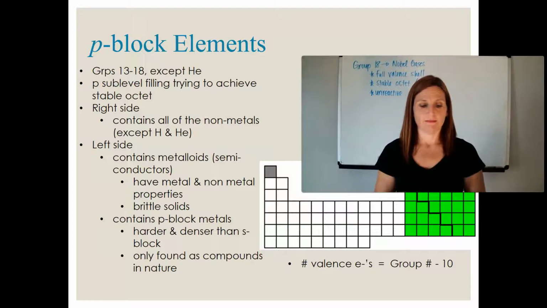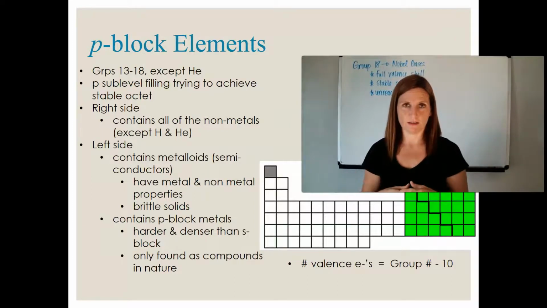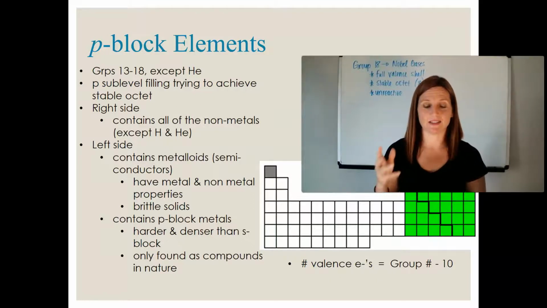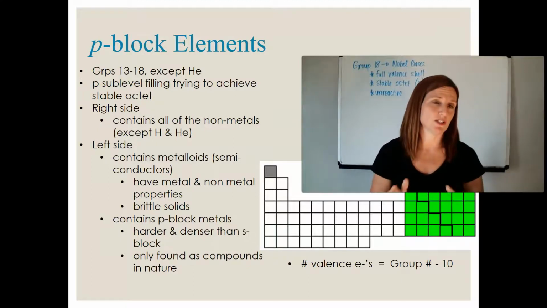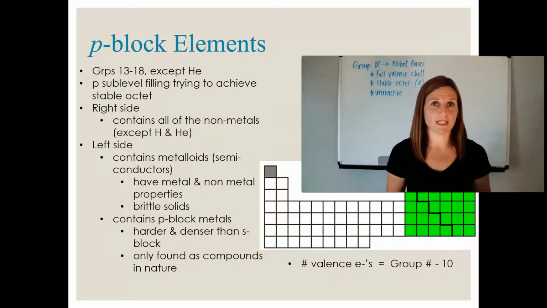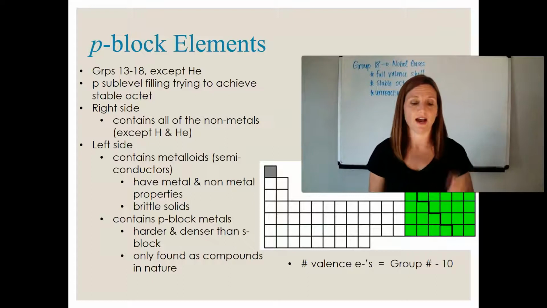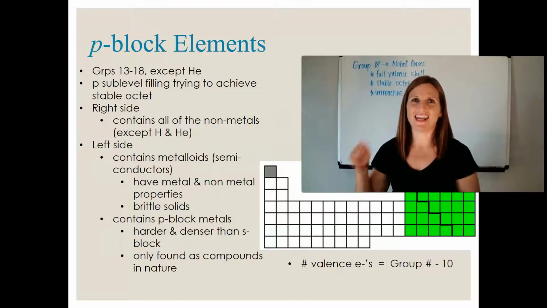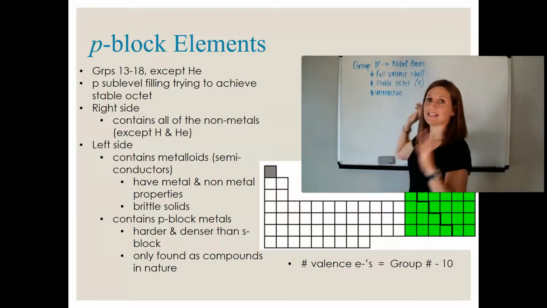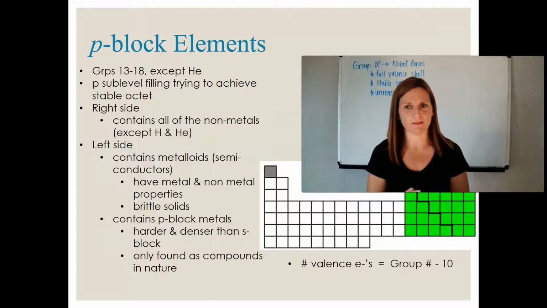Germanium is in group 14, and so it has 14 minus 10 gives me 4 valence electrons. Selenium also has 6 valence electrons, just like sulfur, because it is also in group 16. 16 minus 10 gives me 6. So everything in group 13 has 3, 14 has 4, 15 has 5, 16 has 6, 17 has 7, and 18 has 8. Group 18 has 8 valence electrons, and that's what gives them their stable octet.